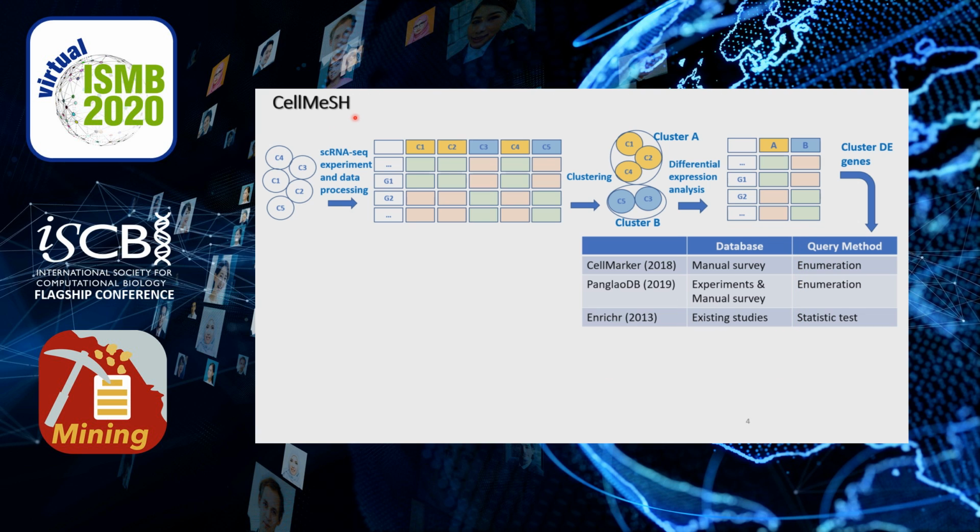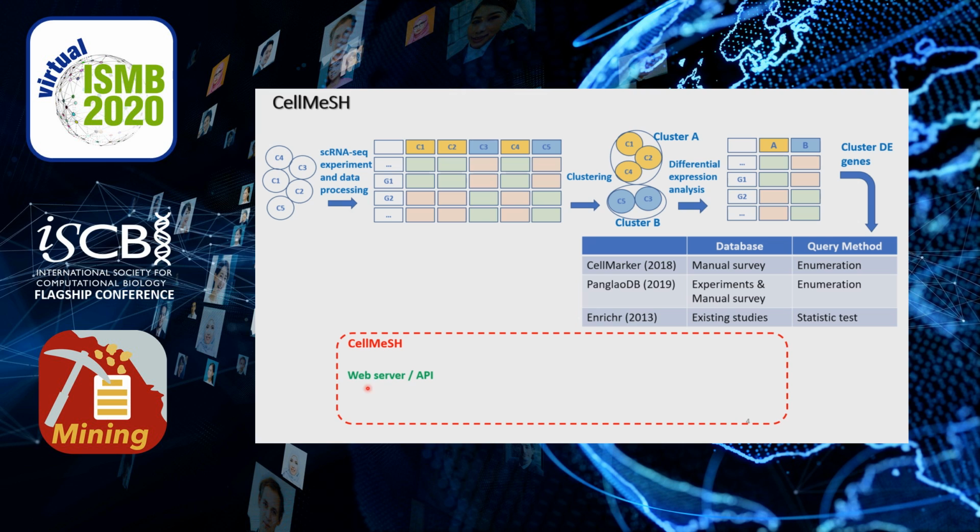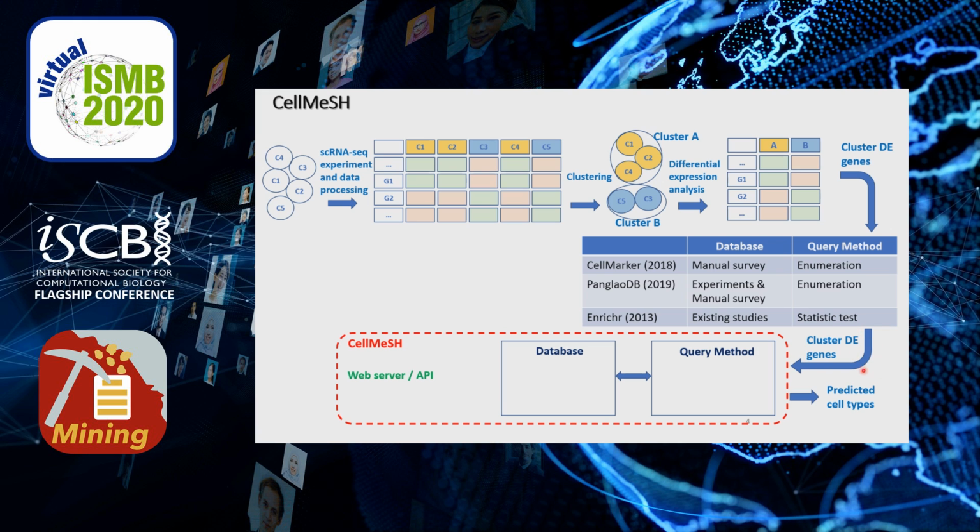We developed CellMeSH to tackle the cell type annotation problem. CellMeSH is essentially a web server and Python API. It takes input of cluster differential expressed genes and outputs a list of predicted cell types for each cluster. And similar to existing methods, it contains a database part and a query method part. The database contains gene cell type information collected from prior literature, especially the indexed literature, and we designed a novel probabilistic query method in order to better query the database.